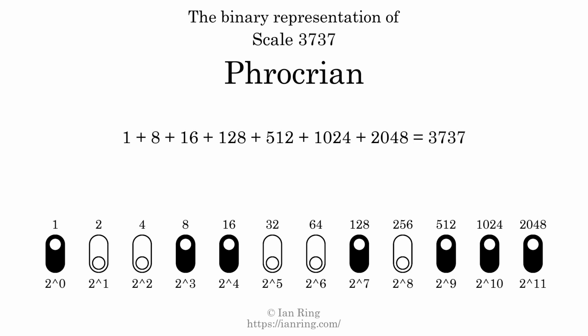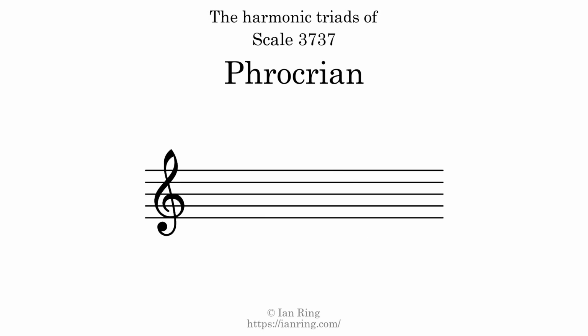3737. The scale number not only enumerates the scale with a unique index, but it also literally describes the tonal content of the scale. Represented as a binary number in base 2, the scale number is 111010011001. Here are the harmonic triads present in this scale.